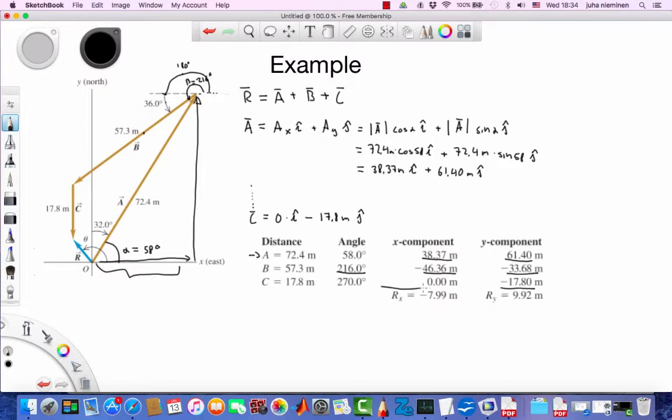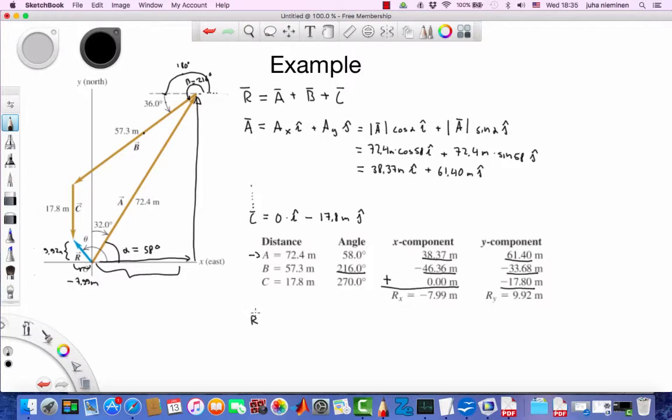-17.8. And now if we tally all these components together, adding up all the x components, we get -7.99 meters, which means that we have to go 7.99 meters this way. And then what about the y components? Adding all these together, we get +9.92 meters. So that is the y component of this R vector, 9.92 meters.